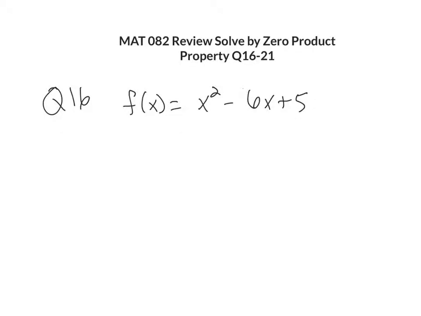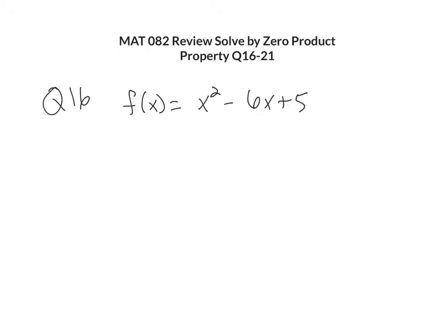Hello. This video covers your review of questions 16 through 21 and focuses on the zero product property. In order to use the zero product property, we first have to have our quadratic in factored form. Sometimes it'll be factored for you already, other times you're going to have to do the factoring. For question 16, this is an example of one where you have to factor it first.